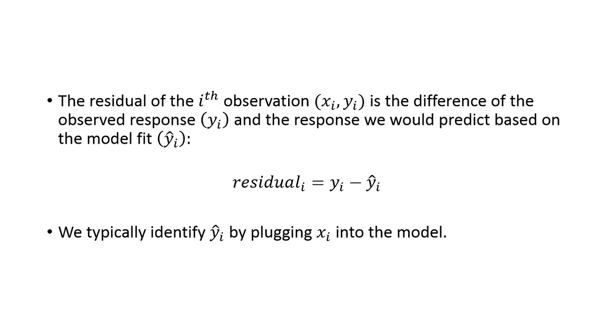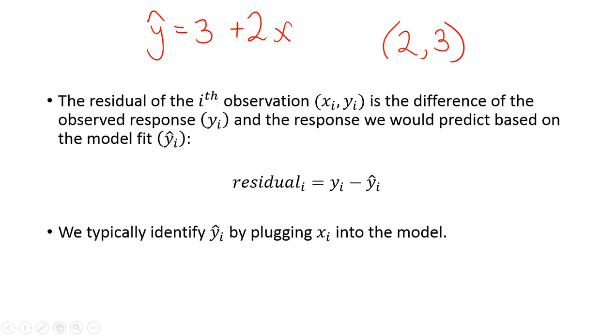And again, we typically find y hat by just plugging in whatever the x is of that data point. So let's say my y hat is 3 plus 2x, just to make it simple. And I have a point of (2, 3). Okay, so that's my point.